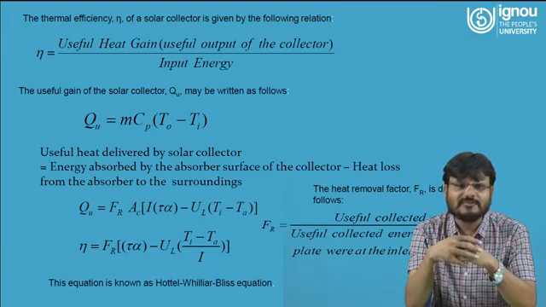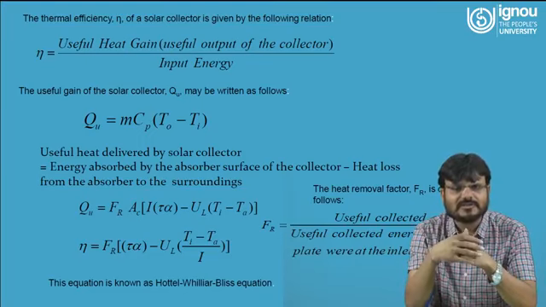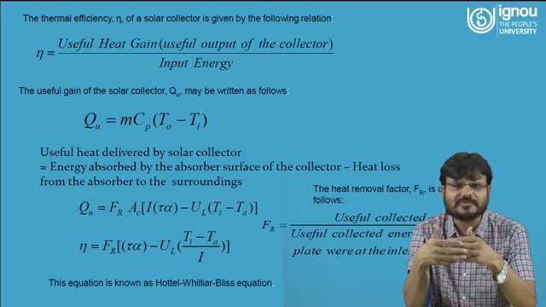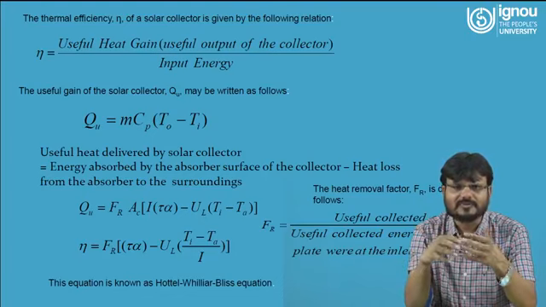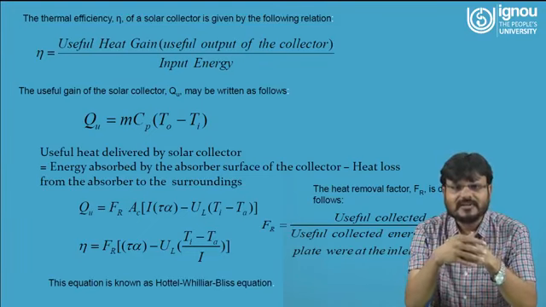Another parameter by which you can increase the efficiency of the solar collector is Fr. That means if you are able to increase the heat removal factor, you can get more hot air, in the form of heat. Another factor is, if you are able to reduce the overall heat transfer coefficient. And how can the overall heat transfer coefficient be reduced? By using proper insulation. You can decrease this overall heat transfer coefficient.